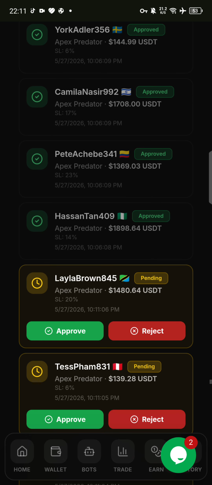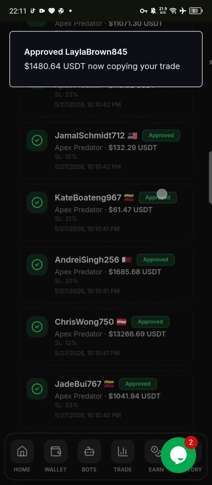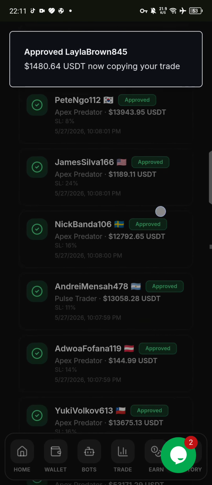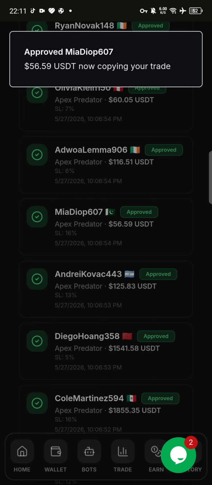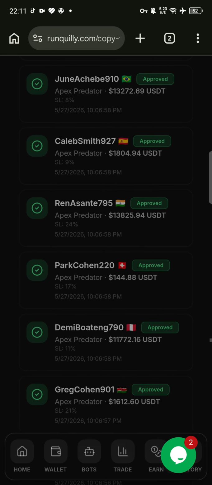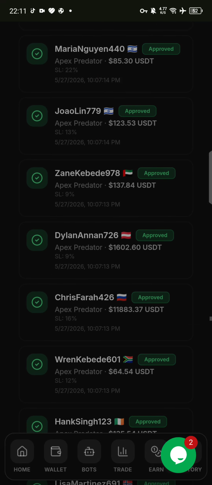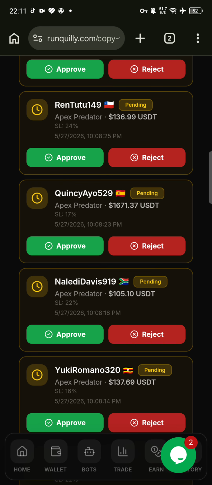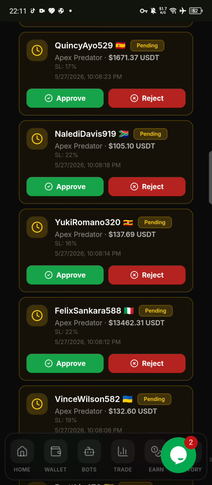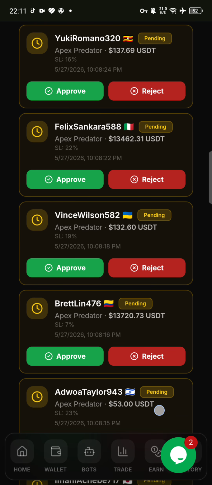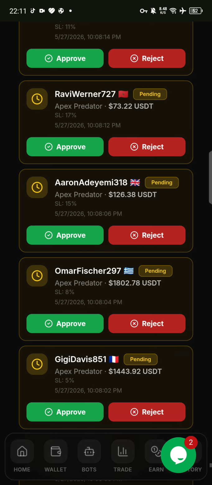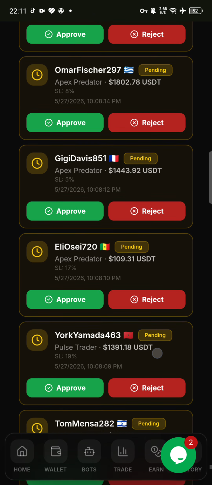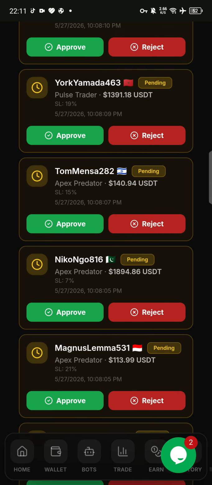You can see like Tanzania 1480. Let's scroll down again. The problem with this is the unapproved go downwards. So I think they should put the unapproved up, then the approved down, for easy work. So you can see 1,600, 105, Uganda 137, 13,000, 132, 13,720, 53, 89, 73, 126, 1,802, 1,400. So those are just a sample of people sending copy trading requests.